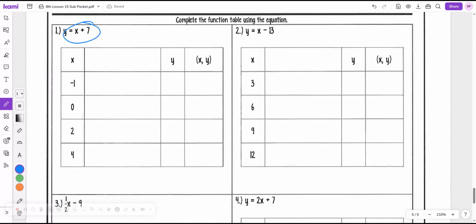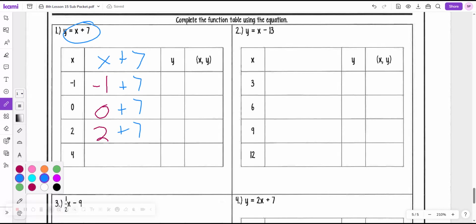All right, so my equation right here is take x and add 7 to it. So all you're going to do is take these x's and use the rule of adding 7. So -1 plus 7, 0 plus 7, 2 plus 7, and 4 plus 7. You can use your calculators if you want. All right, so we get 6, 7, 9, 11, and then you're going to write it as an ordered pair.